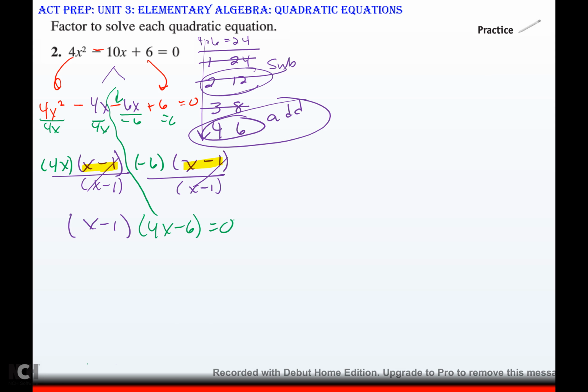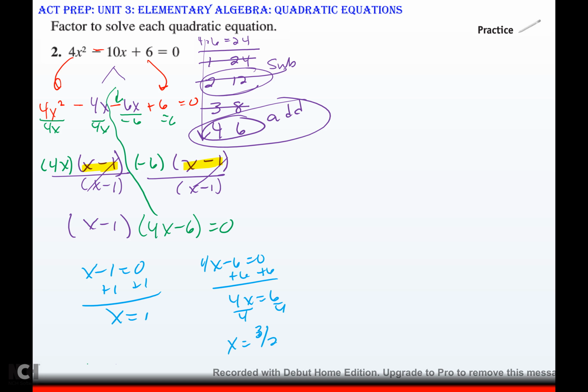Now, it didn't just say factor, it said factor to solve. So I have to set my factors to 0. So x minus 1 equals 0, add 1, x equals 1. 4x minus 6 equals 0, add 6, 4x equals 6. Divide by 4, x equals 3 halves.